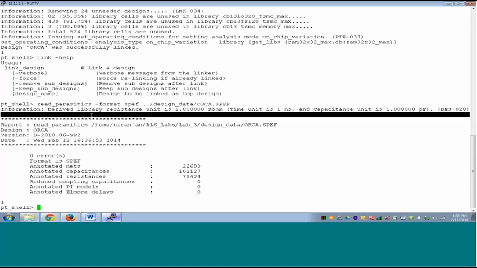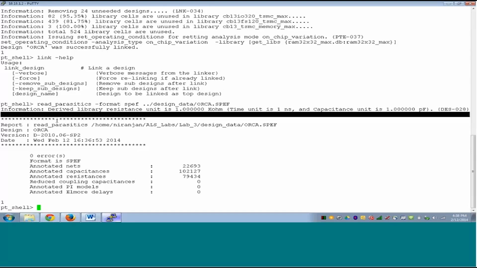Now, if there is some extra net in this SPEF, fine, it will give an error. But if there are some nets which are not present in this SPEF, then PrimeTime will use wire load models. By default, after you read parasitics, if PrimeTime is not able to find any RC for a particular net in this SPEF, it will complete it using a wire load model, and it is not recommended because you are working at a post layout stage and you should resolve all the errors before signing off, right?